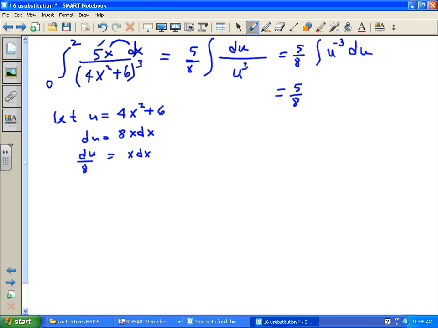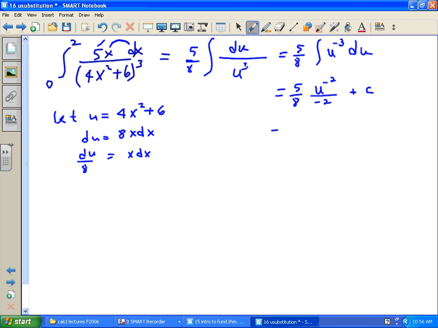What was the general antiderivative rule? You add 1 to the power and divide by the same power, right? We do exactly the same here. If you add 1 to the power, what do you get? U to the negative 2. Divide by the same power. Also, then you have negative 2 on the bottom, plus c.